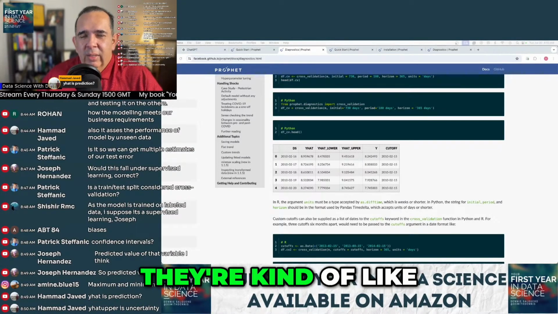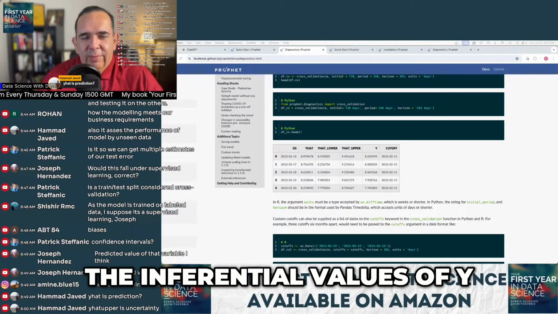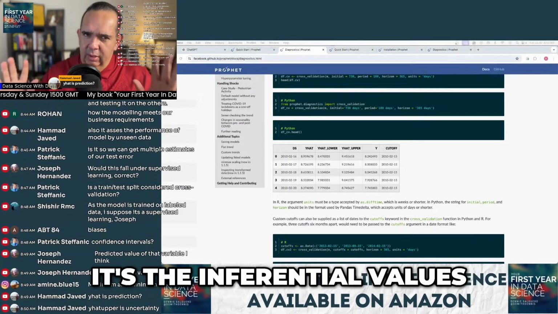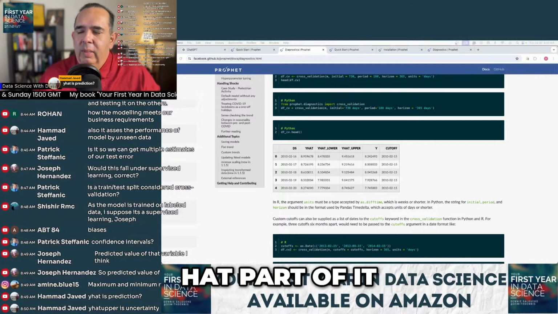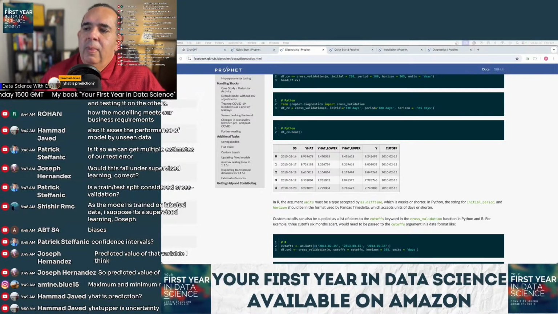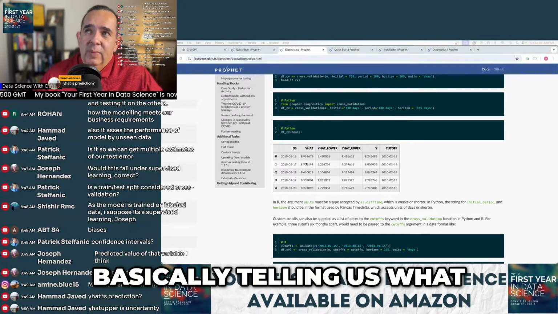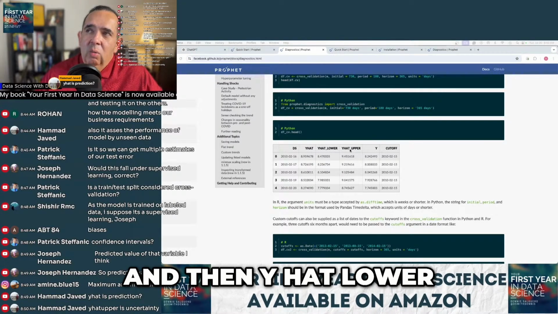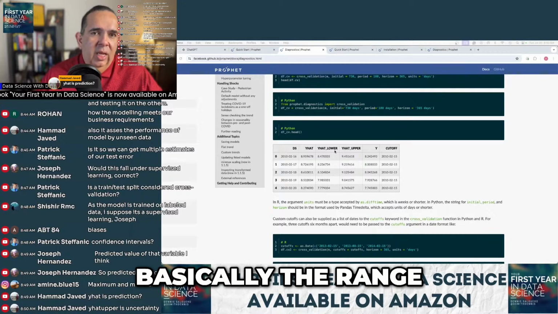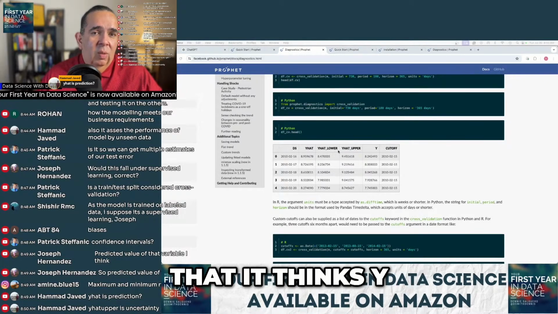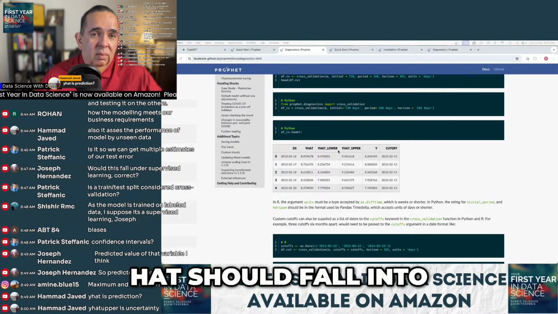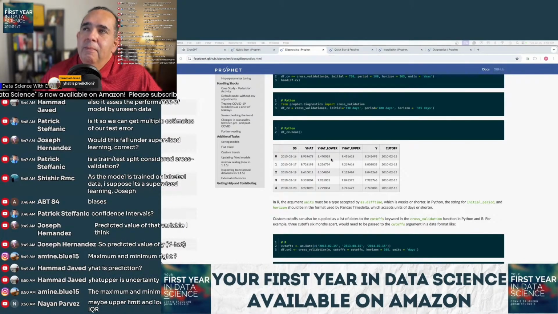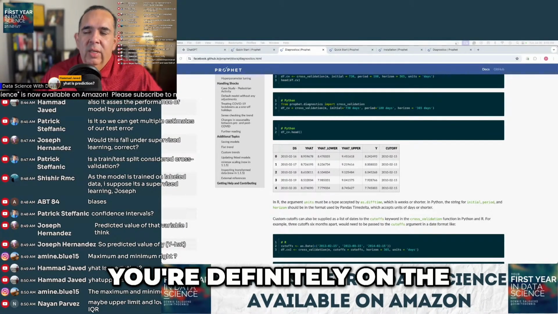More specifically, they're kind of like the inferential values of y. You know, if you want to get really academic about it, it's the inferential values of y, right? That's why it's the hat part of it, right? So y hat is basically telling us what the model thinks the answer is. And then y hat lower, y hat upper is basically the range that it thinks y should fall into, not y hat. So Patrick, you're definitely on the right track.